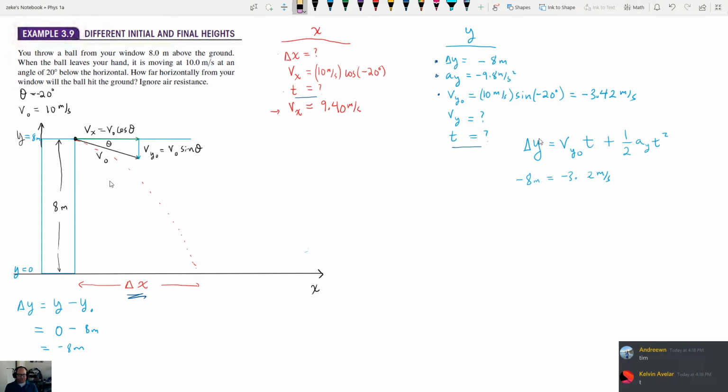Apologize, it just loves putting those little lines on the t. I don't know why. And I guess if I write my t like that, that won't happen. Negative 3.42 times t. And then minus, or well, we'll write it like this, 1/2, and then negative 9.8.